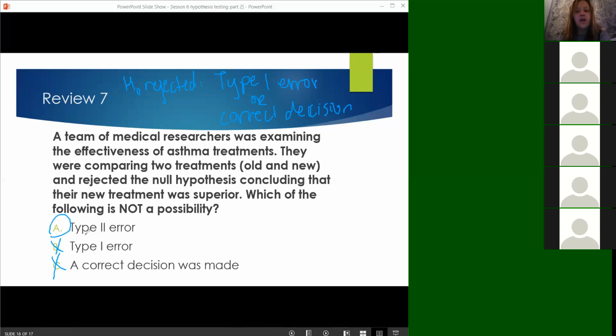So A has to be our answer, because we cannot commit a type 2 error if we reject our null hypothesis. That's not an option, because remember, a type 2 error is when a false null hypothesis is not rejected. So we're not able to make a type 2 error if we did reject the null. So good job. You guys definitely have a good grasp on that.